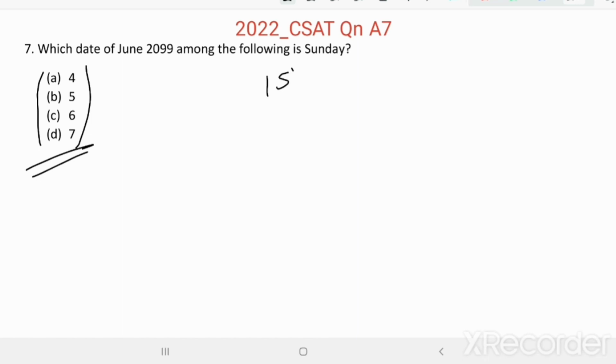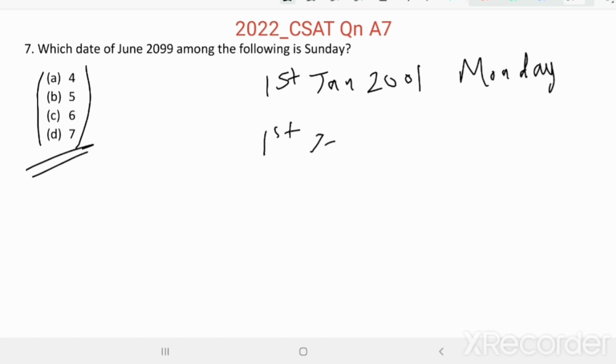We know 1st January 2001 was Monday. How did we get this? 1st January, the first day of AD 01, was Monday. Then after every 400 years, the next day starts with Monday, because the number of odd days in these 400 years is equal to 0. In that way, we get 1st January 2001 is Monday.